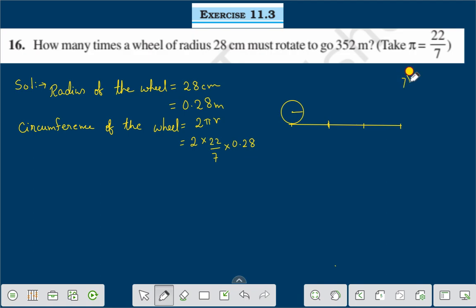Therefore, if we divide 0.28 by 7, what are we getting? 7 fours are 28, so it is 0.28. That means we are getting 0.04. If you cut this by 7, 7 is 7, and here it is 0.04.